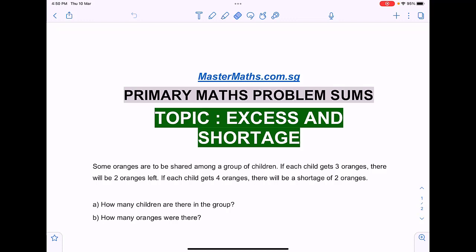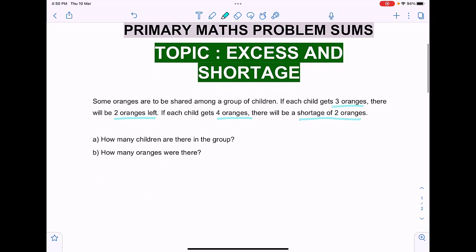Some oranges are to be shared among a group of children. If each child gets 3 oranges, there will be 2 oranges left. If each child gets 4 oranges, there will be a shortage of 2 oranges. How many children are there in the group? First question. How many oranges were there?